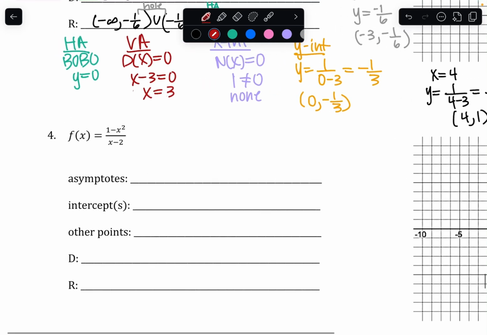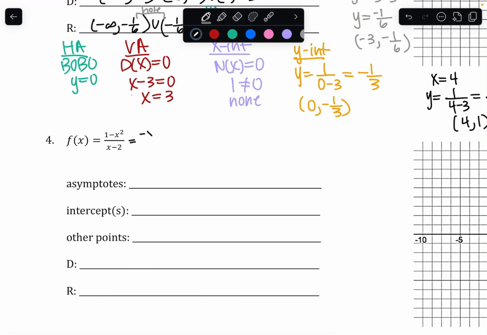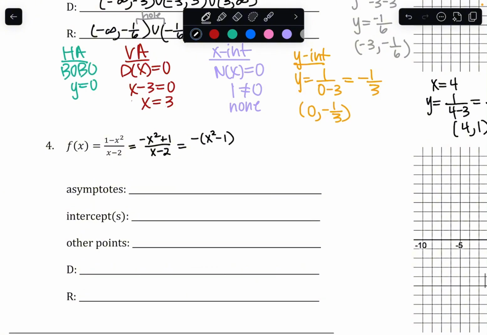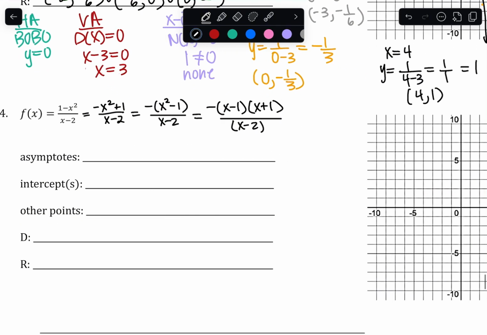Okay, last one, looking at number 4, we need to factor. And so looking at the numerator, it says 1 minus x squared. That's not really the right order. We always want our variable first. So I'm going to flip the order. And then when the leading coefficient is negative, factor out the negative. And then you'll recognize we're dealing with the difference of squares. And so we have negative (x minus 1)(x plus 1). Since there's no common factors, there's no holes to worry about.